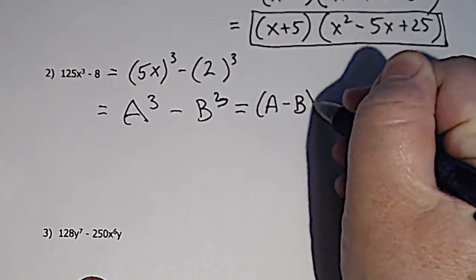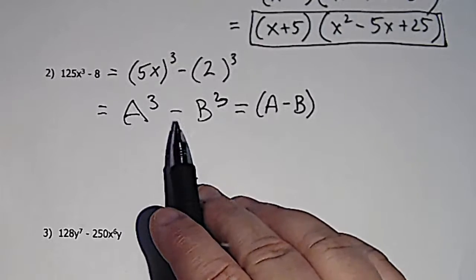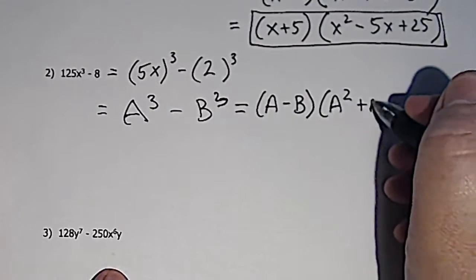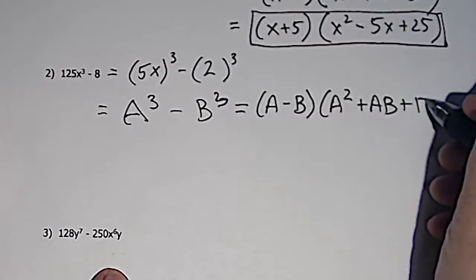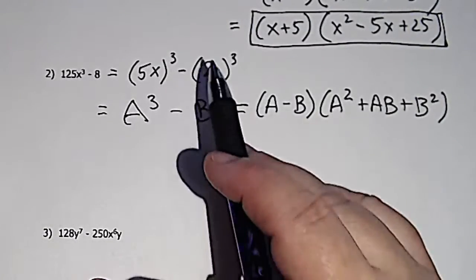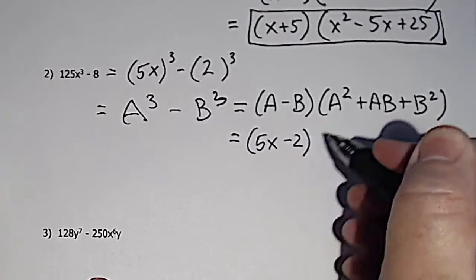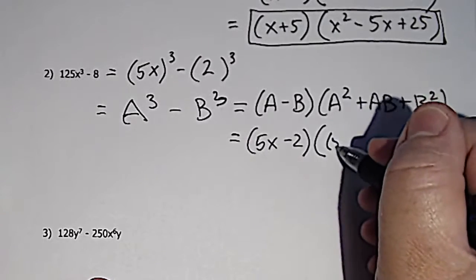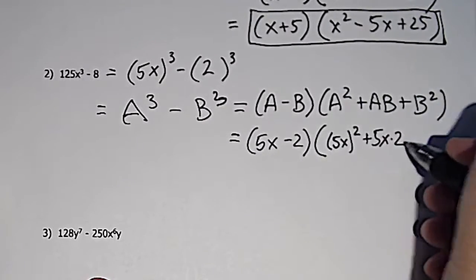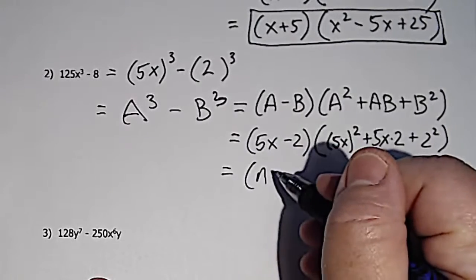So to begin with, the short one, the a minus b, it matches. So if there's a minus here, there's a minus there. The second one is a squared plus ab plus b squared. The a is 5x. The b is 2, so we go 5x minus 2, and then 5x the quantity squared plus 5x times 2 plus 2 squared.